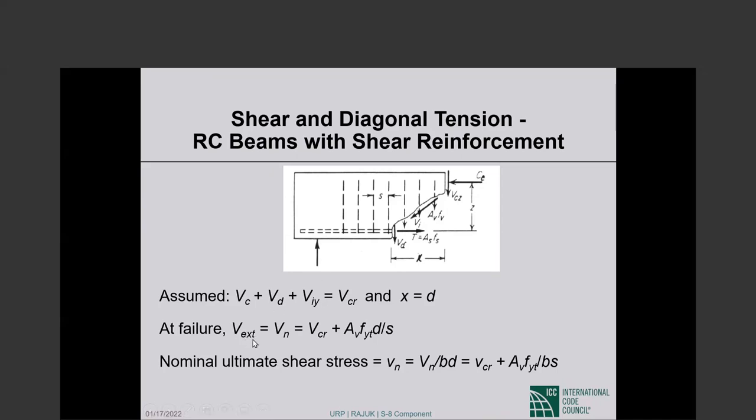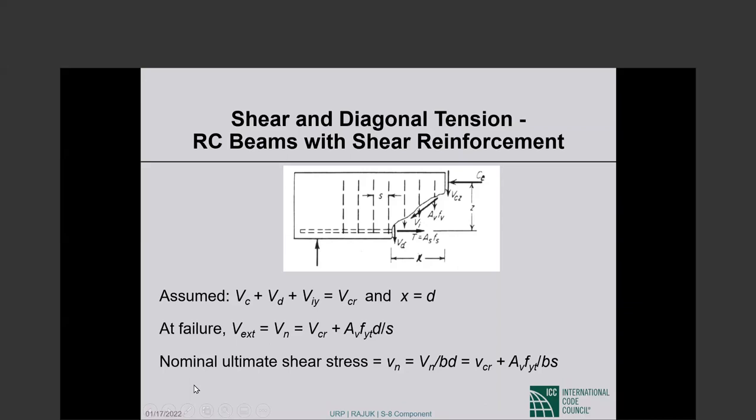At failure, the external shear is the nominal shear strength. Okay, that's what nominal strength means. At that shear, we have shear failure. So the nominal shear strength then is the cracking shear strength of the concrete V sub CR plus A sub v f sub yt, the shear resisted by an individual stirrup, multiplied by the number of stirrups crossed by the crack, which would be d over s instead of x over s, because we have assumed x is equal to d.